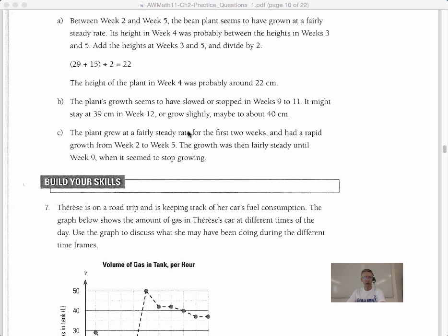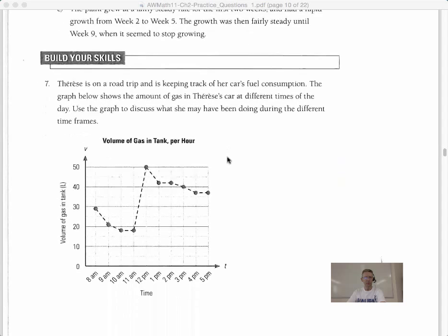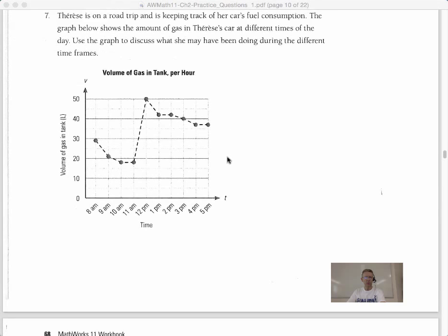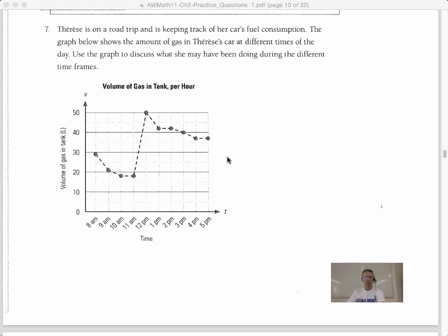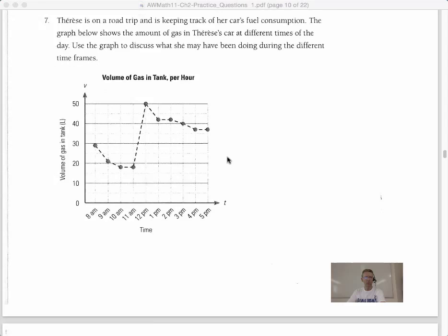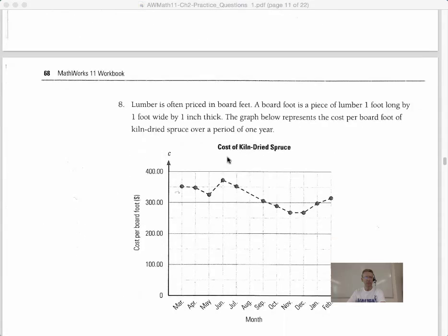And then part C, the plant grew at a fairly steady rate for the first 2 weeks, and had a rapid growth from week 2 to 5, so they're putting it in a bit more detail. And then the growth was fairly steady until week 9, when it seemed to stop growing. Alright. Build your skills, and since they give you the graph, you may want to try number 7 there.